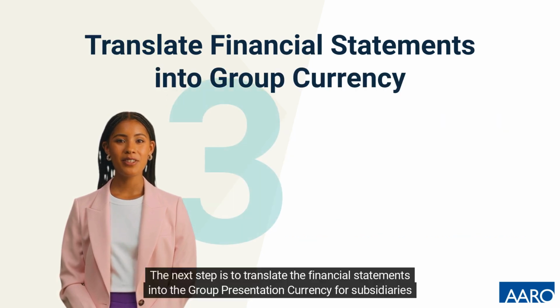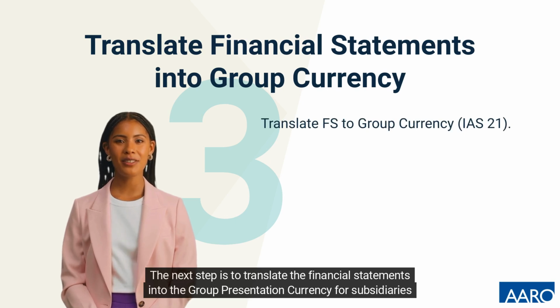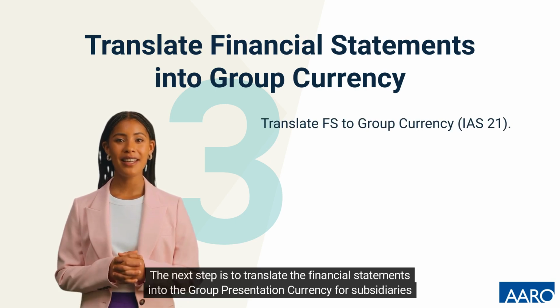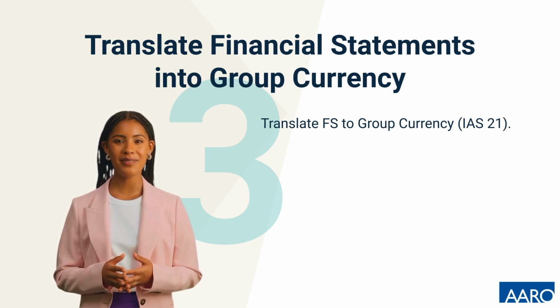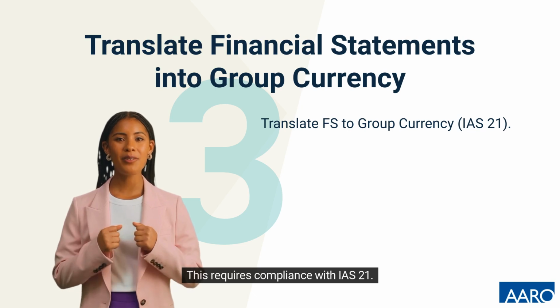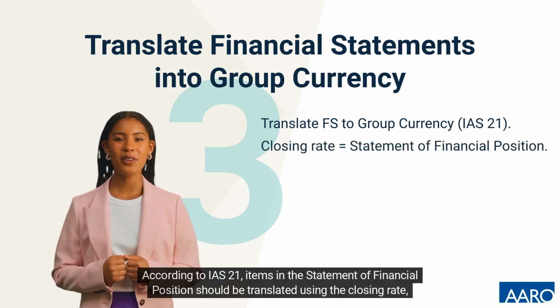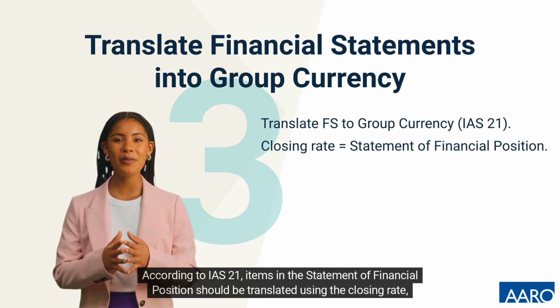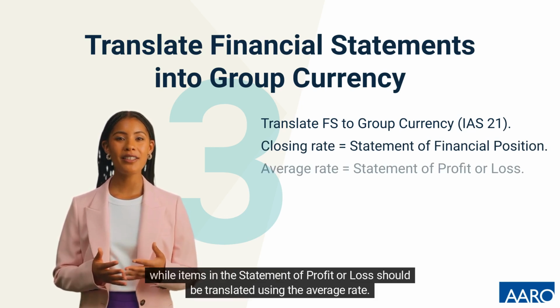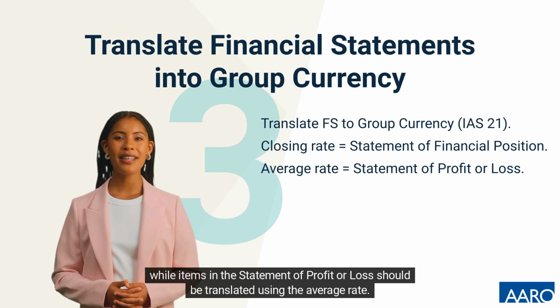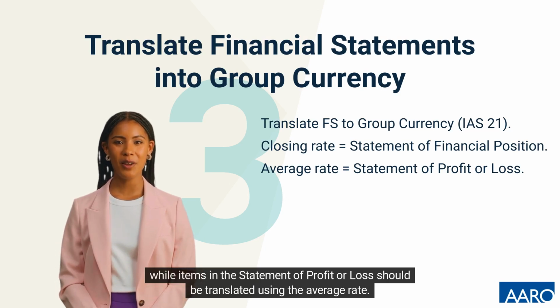The next step is to translate the financial statements into the group presentation currency for subsidiaries operating in jurisdictions with different currencies. This requires compliance with IAS 21. According to IAS 21, items in the statement of financial position should be translated using the closing rate, while items in the statement of profit or loss should be translated using the average rate.